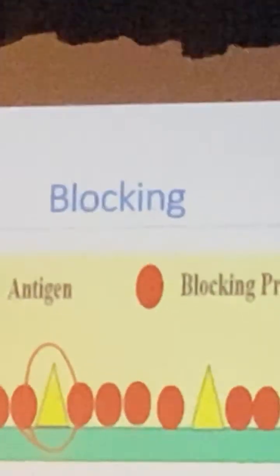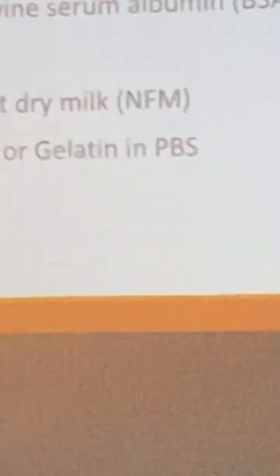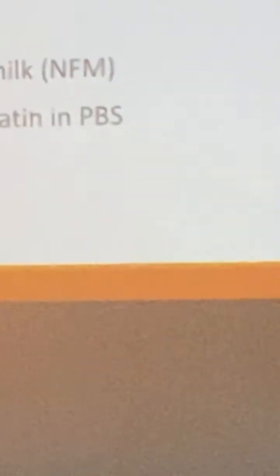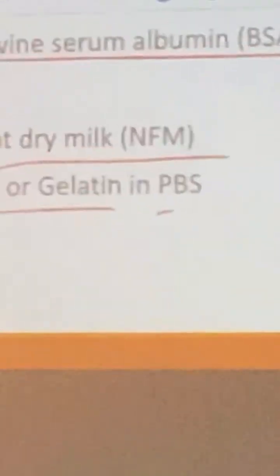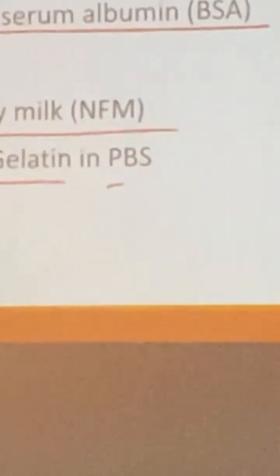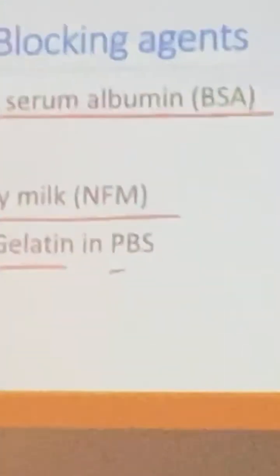Even though you are washing, sometimes the washing is not perfect. In an ideal world, 100% perfect washing can be done. In the ordinary world, washing cannot be perfect, so signal noise will happen. To avoid that, we use blocking. 1% bovine serum albumin, non-fat milk, casein, these are the things which we use for blocking. The same concept is used in Western blot also. Immunoassays include Western blot also, right?